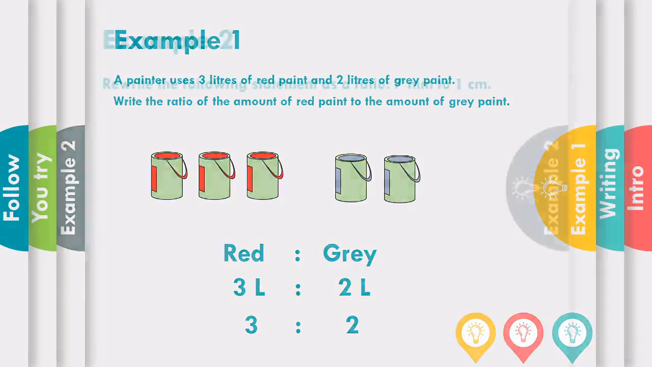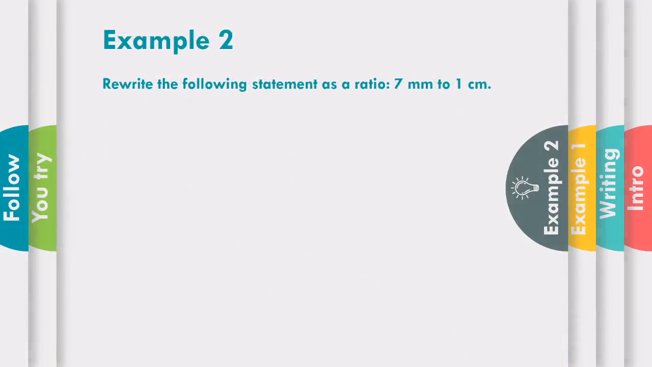Guys, one more type of example that we might see is where we have to rewrite a statement as a ratio. And for this example, we've got 7 millimeters to 1 centimeter. So first thing, I'm going to write this out. But remember, ratios are used to compare quantities of the same kind. Now here we've got millimeters and we've got centimeters. They're not the same type of units. And before we can simplify this ratio, we've got to make sure both those units are the same.